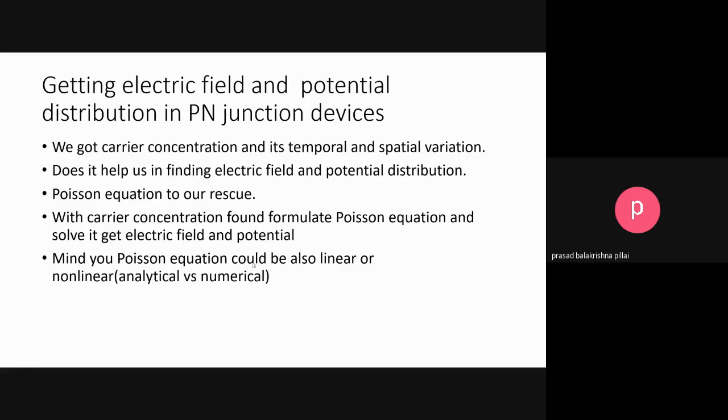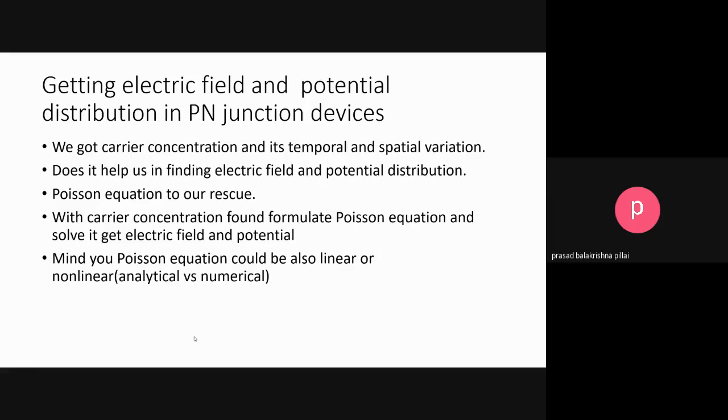Here, Poisson's equation comes to our rescue. If you recall, Poisson's equation is a link between the charge density and the electric field, potential, etc. We'll be discussing this in detail later on. Once you have the charge density available, you formulate the Poisson equation. Suppose in a certain region you want to find the electric field or the potential: you can formulate Poisson's equation if you know the charge density in that region. Then you solve Poisson's equation and get the electric field and the potential with respect to the charge density.